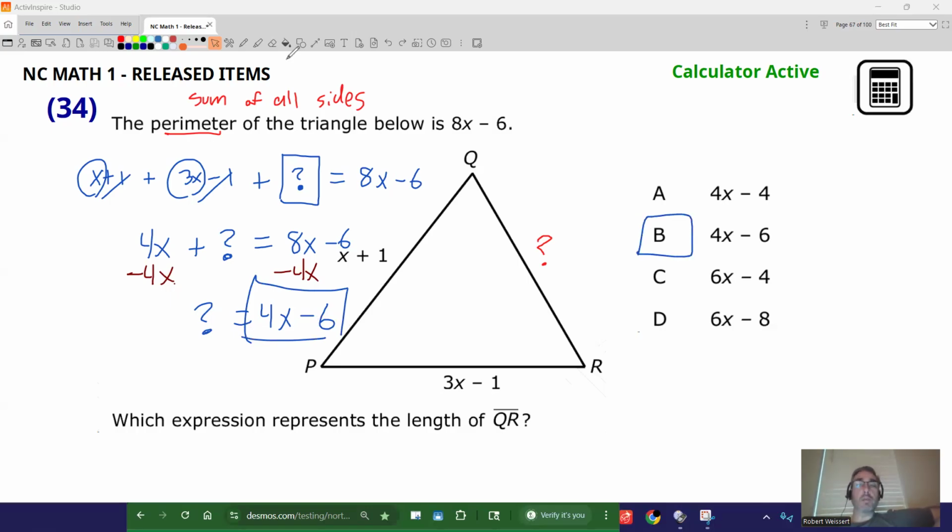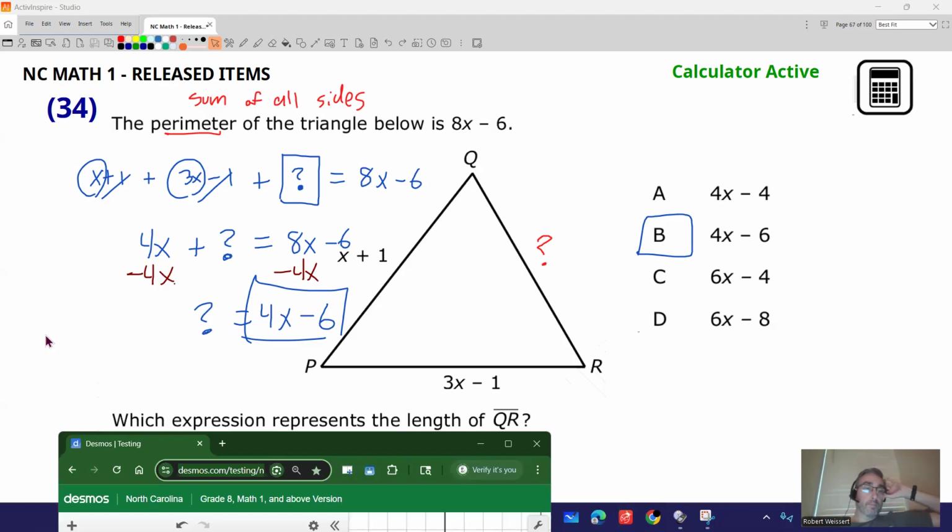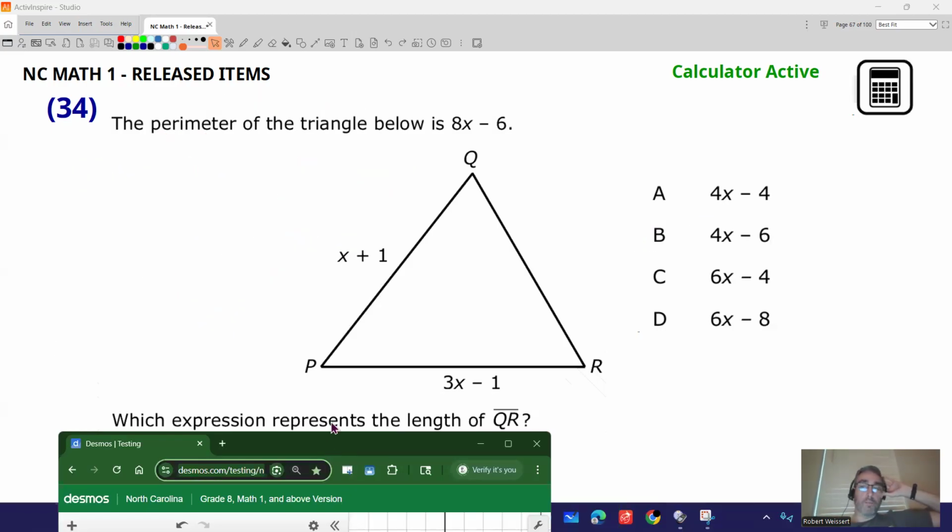We didn't really need Desmos for this one. However, I feel obligated to show you a way to use Desmos if you are stuck. So you can write all that down, and then I'm going to go ahead and erase the annotations and show you a little Desmos trick. All right, here we go.